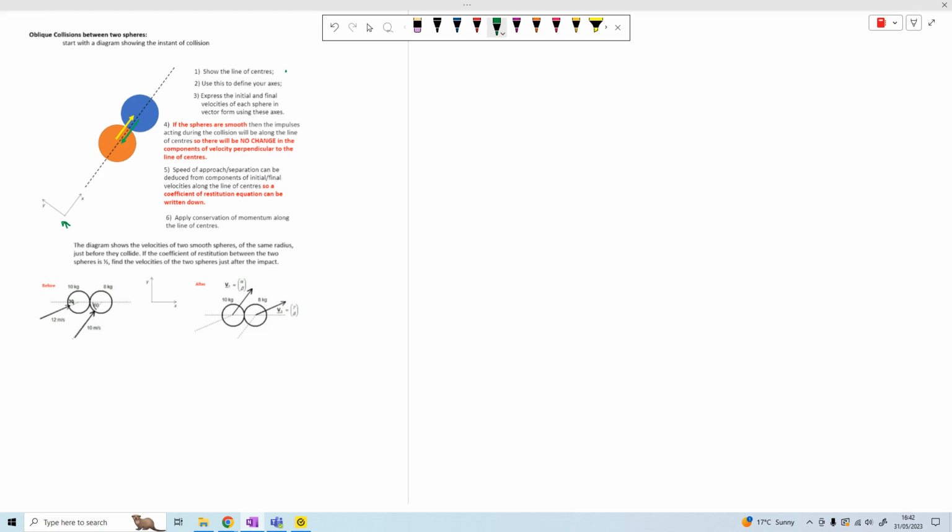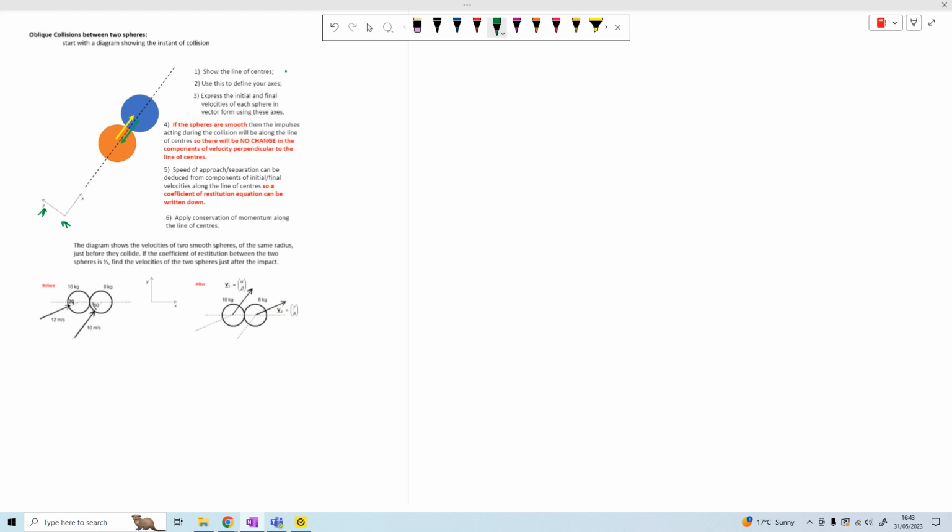Now if they're smooth, which they will be, then the impulse during the collision will only be along the line of centers. Which means straight away that your velocities in the y direction are going to stay the same, very similar to the one we just did with hitting the wall. That makes it easier for ourselves, which means that only things in the horizontal, parallel direction are the ones that can be affected by your impulse.